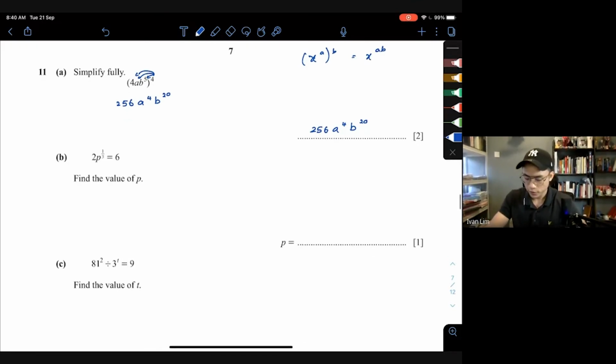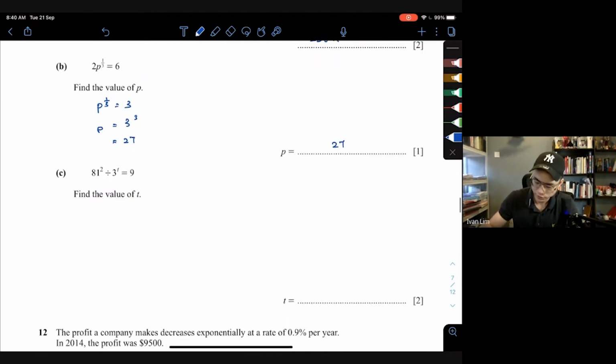Second one, find the value of p. So p to the power of 1 over 3 equals 3. 1 over 3, you cube it. And you will get 27. So this is 27.